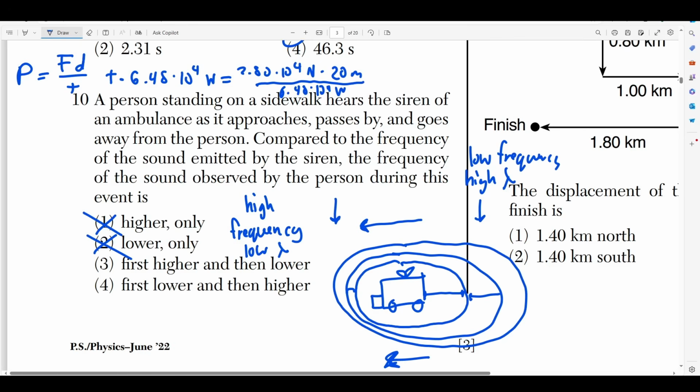So if you're standing on a street, at first you're going to be in front of the ambulance, right? And you're going to hear a high frequency, and then the ambulance is going to pass you, and then you're going to be in its rear right here, and you're going to be hearing them at a lower frequency. So the answer to number 10 is 3.